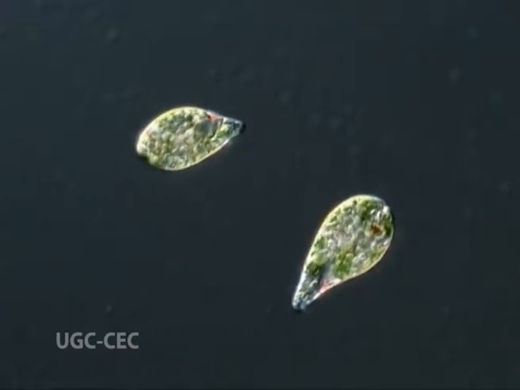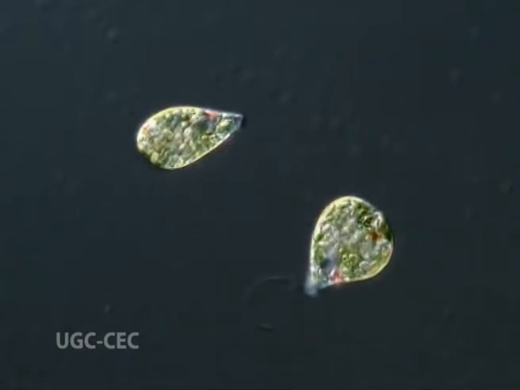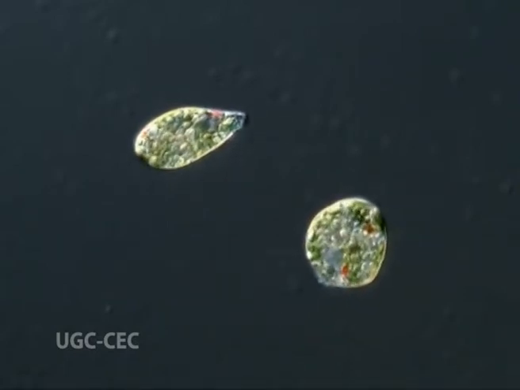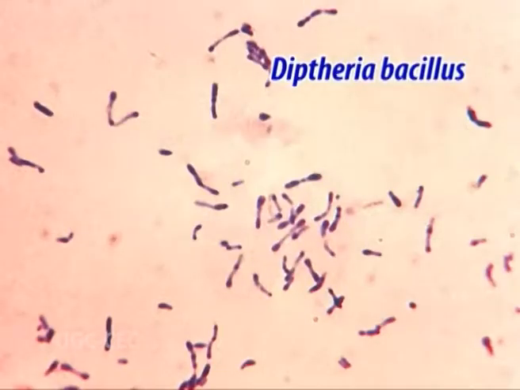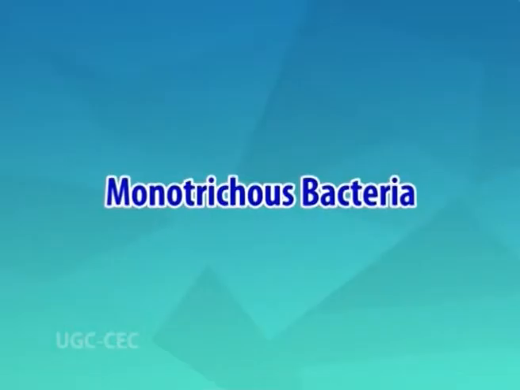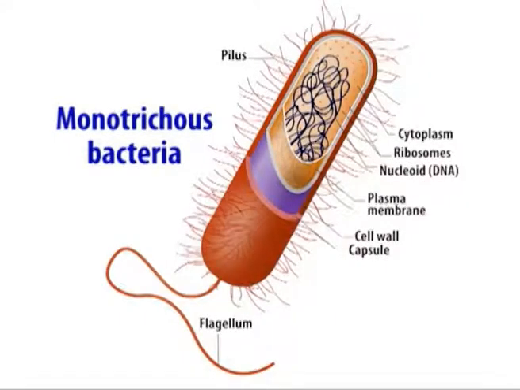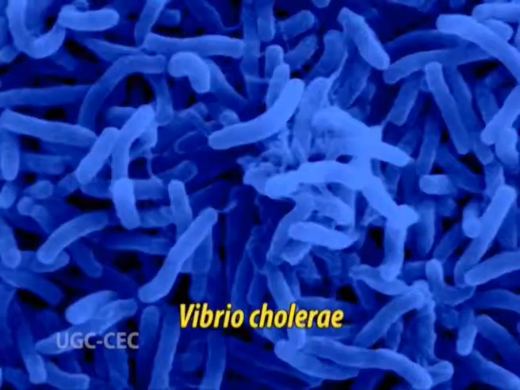On the basis of flagella, bacteria can be classified into various groups. Atrichous bacteria are non-motile bacteria. There are no flagella on the bacterial cell. For example, Diphtheria bacillus. Monotrichous bacteria have a single polar flagellum. Example, Vibrio cholerae.